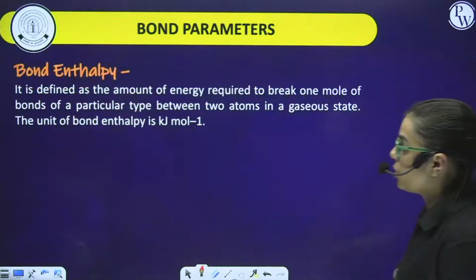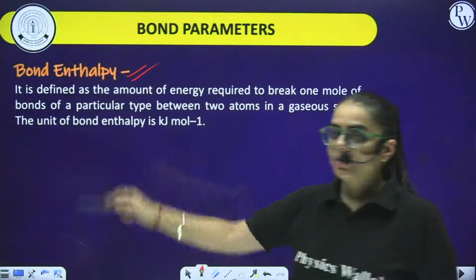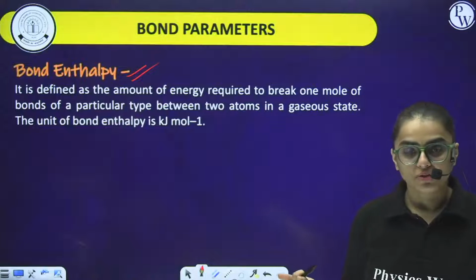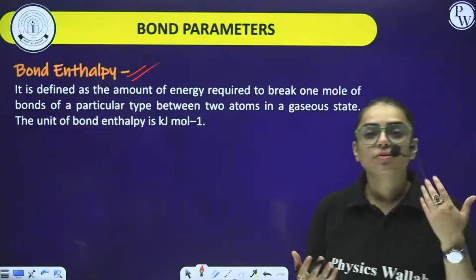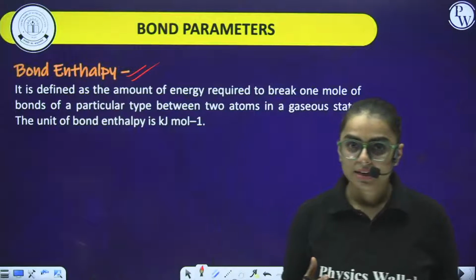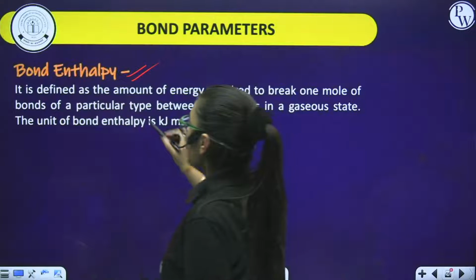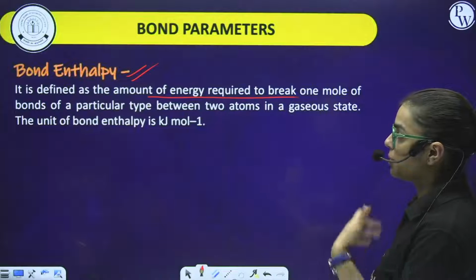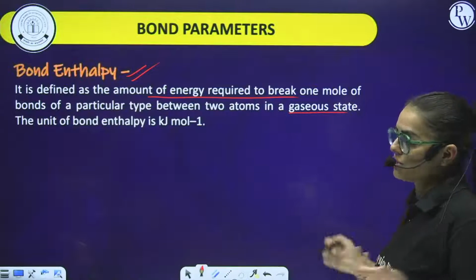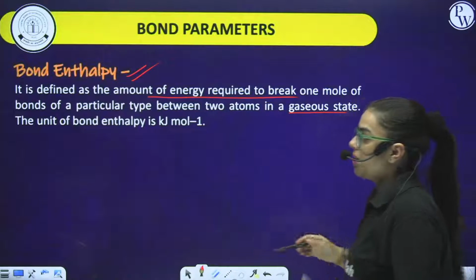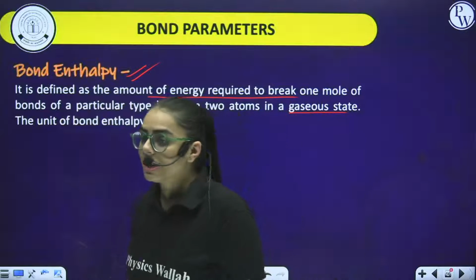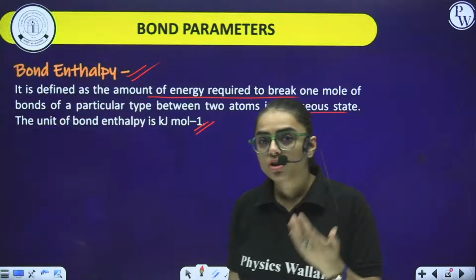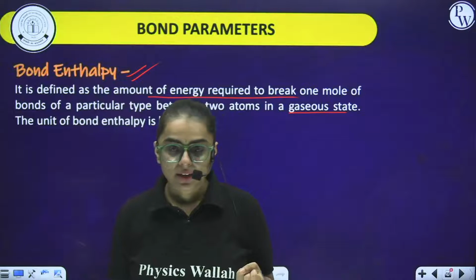Now let us move on with bond enthalpy. What is bond enthalpy? I've already told you about bond enthalpy, that it is inversely proportional to the bond order. Yes. So let's read about it as well. It is defined as the amount of energy required to break 1 mole of bonds of a particular type between two atoms in a gaseous state. The unit of bond enthalpy is kilojoule per mole, and we have already read that bond enthalpy is inversely proportional to bond order. More the bond order, lesser is the bond enthalpy, right?